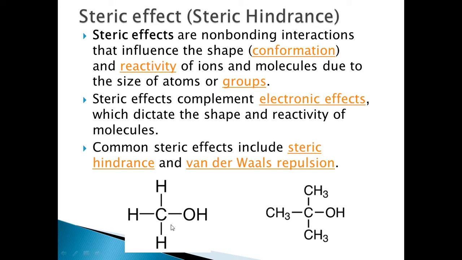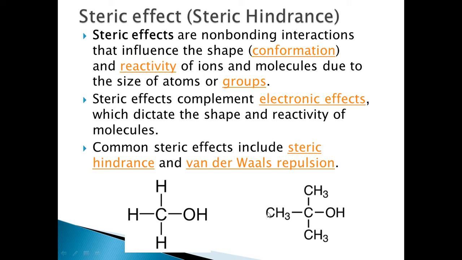Here we have methanol, and here you have tertiary butanol. We can visualize the central carbon in each of these molecules. Here, the central carbon in methanol is bonded to 3 hydrogen atoms, whereas this carbon here is bonded to 3 methyl groups, and a hydroxy. We can see that the methyl group is larger when you compare it to hydrogen.